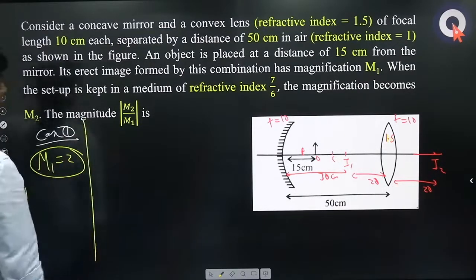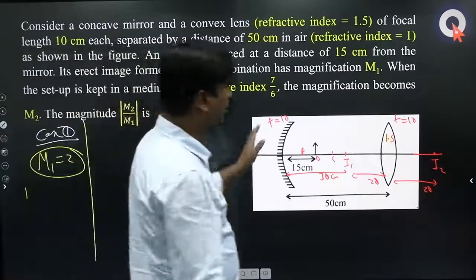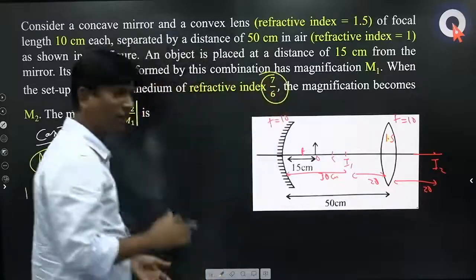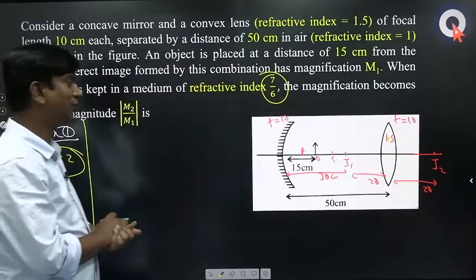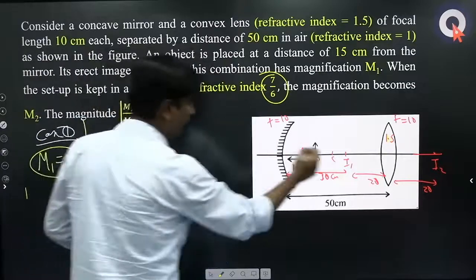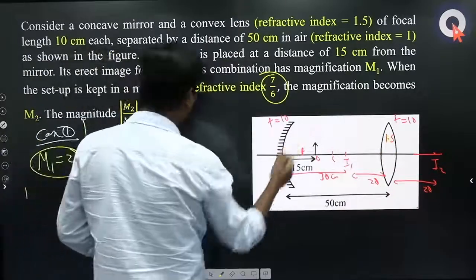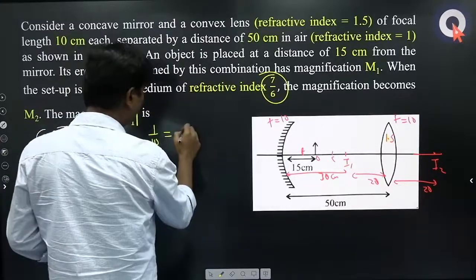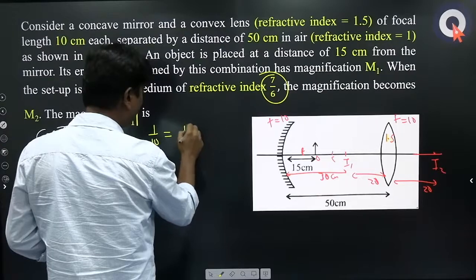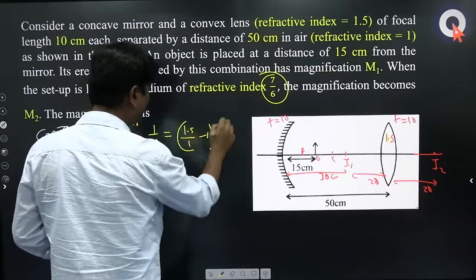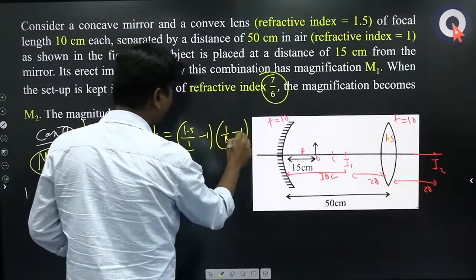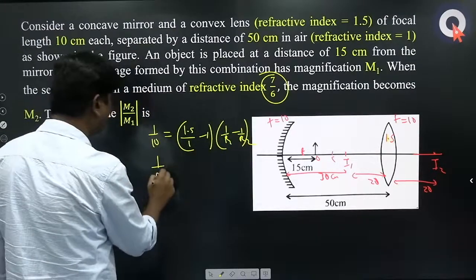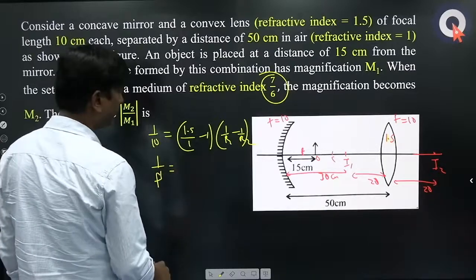That's all. What about M2? M2 means you are keeping the complete lens in another medium whose refractive index is 7 by 6. Let us try to find out the focal length. So how do you find the focal length for that? First, for air, what is the focal length when it is in air? 10. So 1 by 10 is equal to (1.5 by 1 minus 1) into (1 by R1 minus 1 by R2). They did not give R1 or R2. Keep it like that.